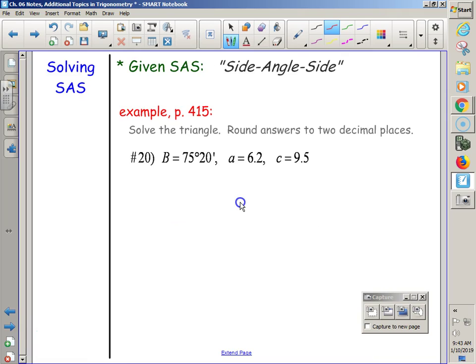So what about this guy? What's different if you're given side angle side? If you're given side angle side, what's missing? For law of cosines, looking at the law of cosines formulas, what's missing?